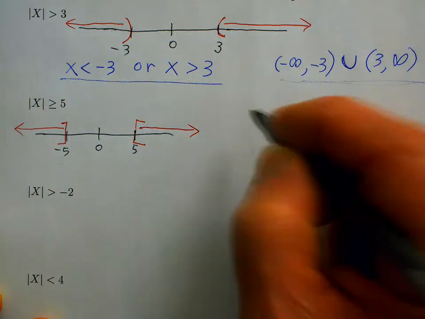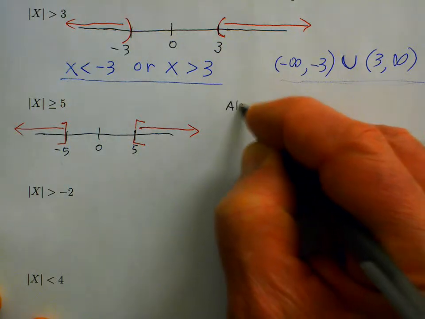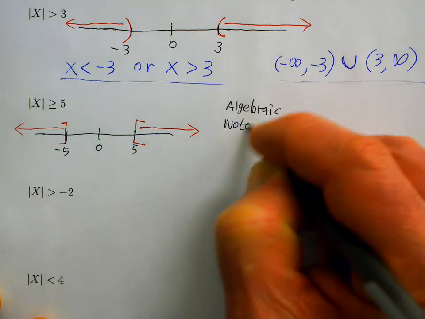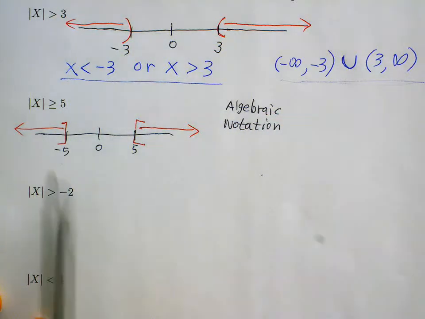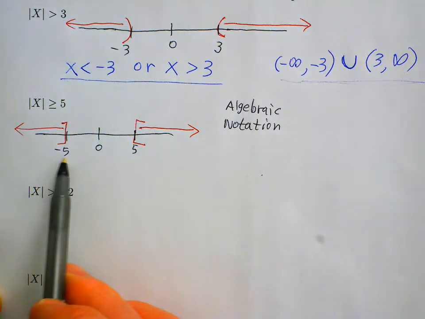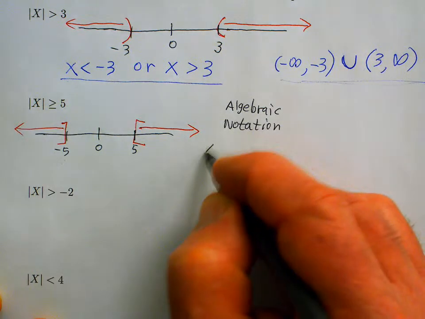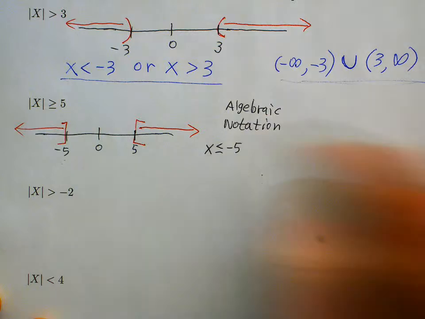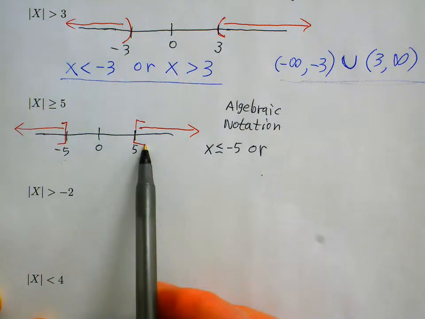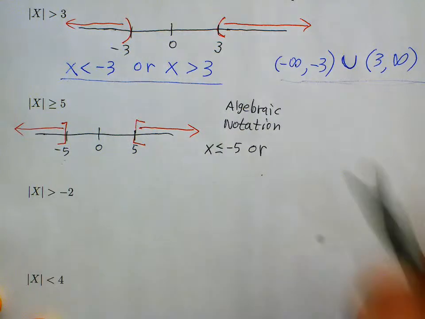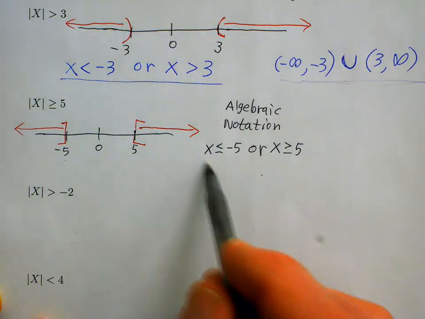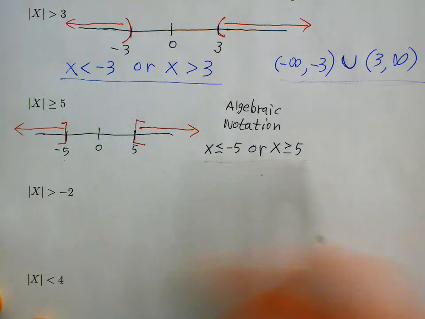Okay, the algebraic notation. So this part of the number line from -5 and to the left, this is x less than or equal to -5. Then we use the word or. And this part of the number line from 5 to the right, this is x greater than or equal to 5. Okay, so this is the algebraic notation for the solution set.